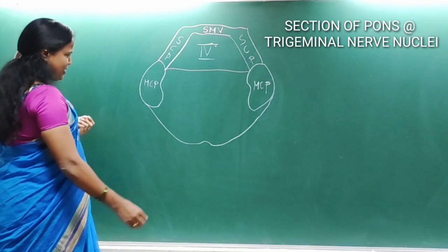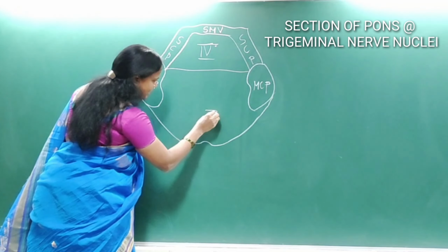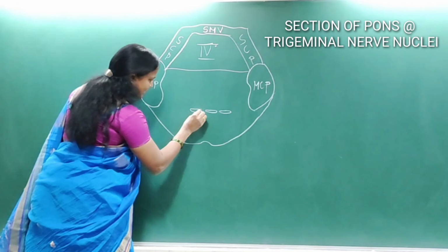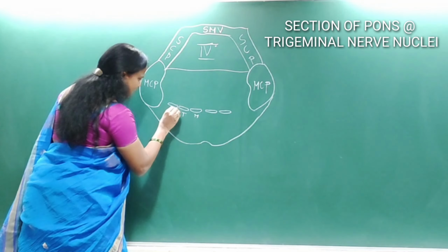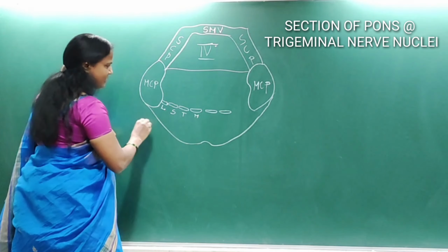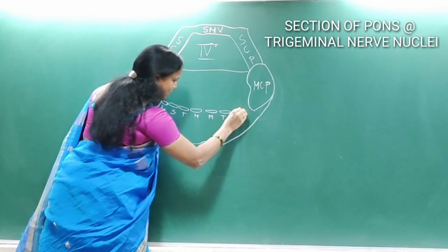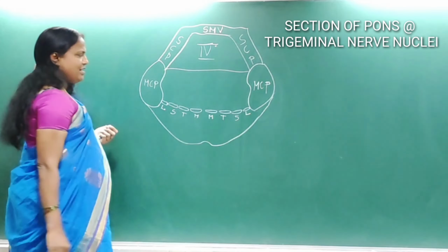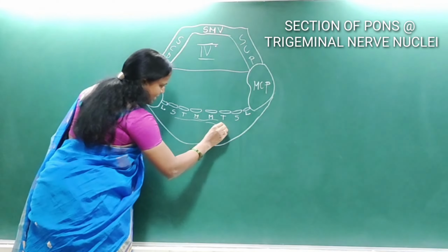Coming to the rest of the sections. Here it is representing the various components of the lemniscal pathway, that is, medial to lateral: medial, trigeminal, spinal, and at this level you are going to appreciate the lateral lemniscus also. So medial lemniscus, trigeminal lemniscus, spinal lemniscus and the lateral lemniscus.